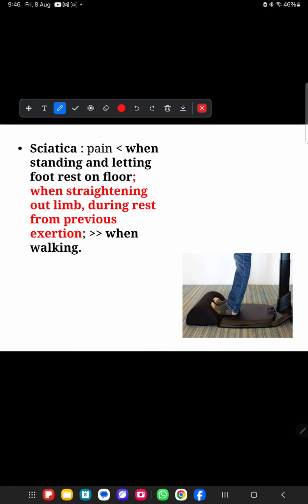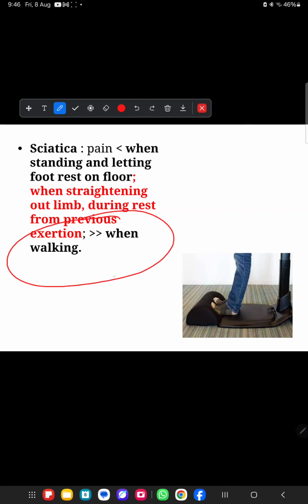Sciatica, pain, aggravation when standing and letting foot rest on the floor, and when straightening out the limb during rest from previous exertion, amelioration from walking. You can see the patient lying, resting the foot on the floor and straightening the limbs especially. But this patient is getting relief by walking. And from walking, we are talking.